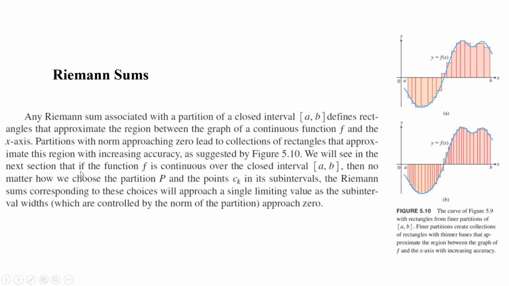So we'll see in the next section that if the function f is continuous over the closed interval [a, b], then no matter how we choose the partition P and the points ck in the subintervals, the Riemann sum corresponding to these choices will approach a single limiting value as the subinterval width approaches 0. So we just have to make sure that the length of the subinterval is approaching 0 in order to make a better approximation of the area under the curve.